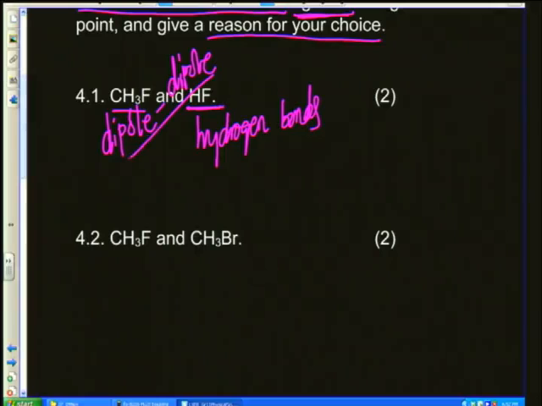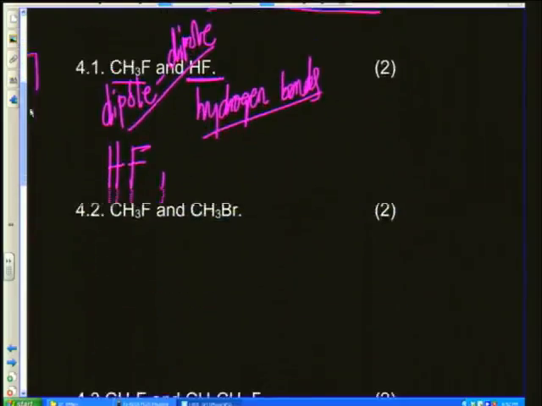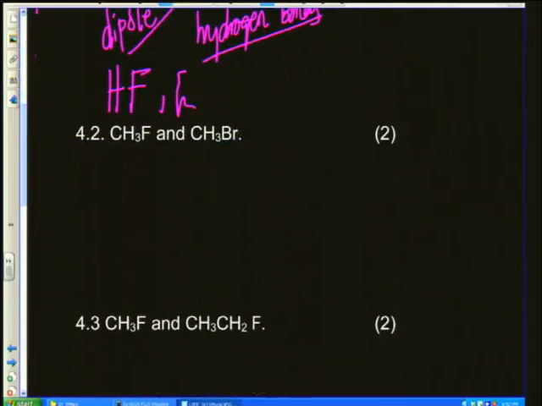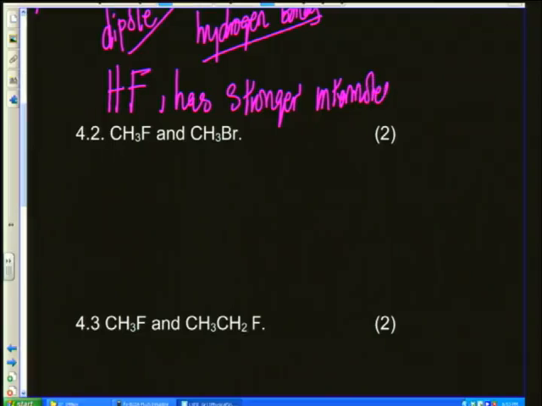Because these intermolecular forces are weaker than the hydrogen bonds, hydrogen fluoride will have a higher boiling point. Why is that? We can safely say it has stronger intermolecular forces, which in this case are hydrogen bonds, like I have indicated there, whereas the other one is dipole.